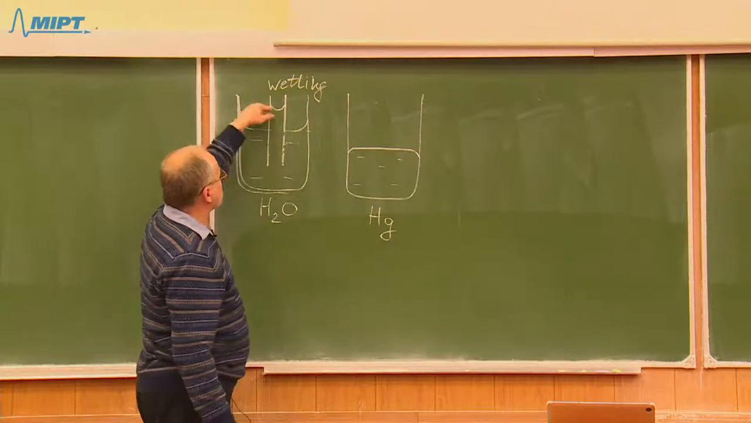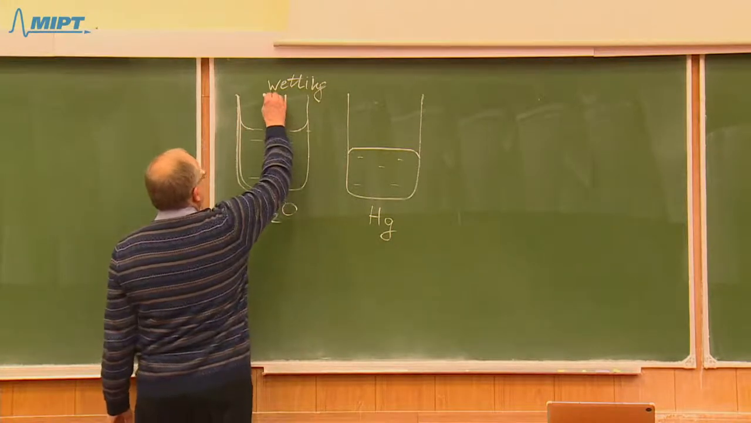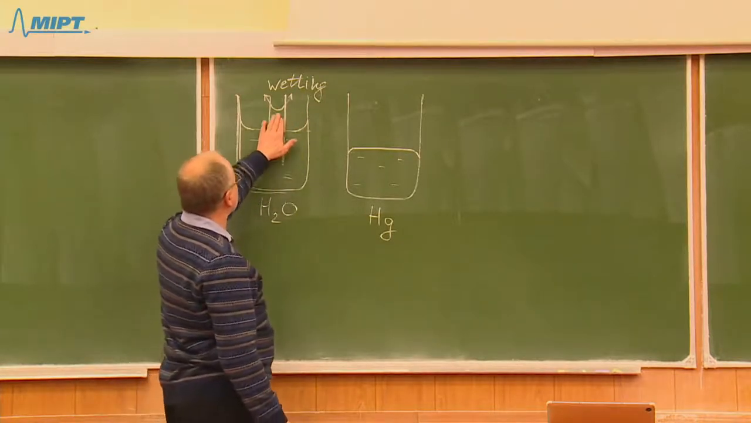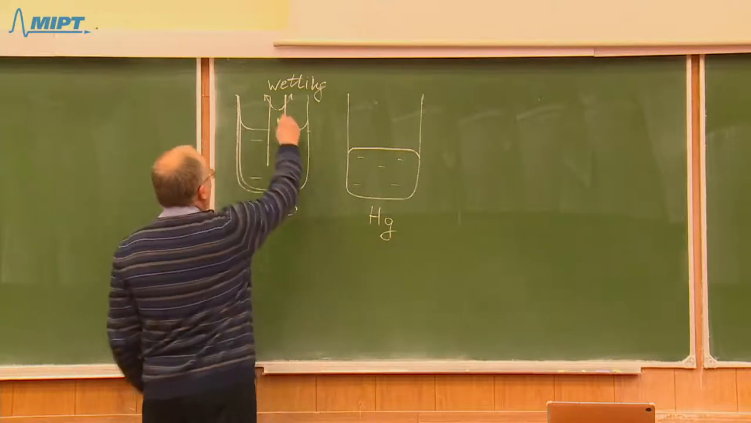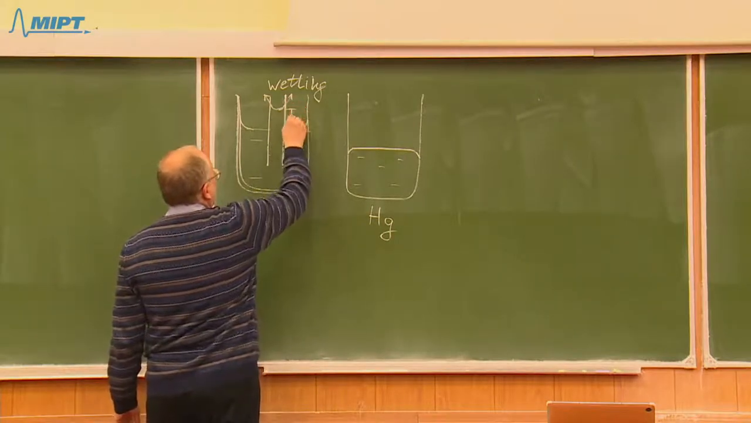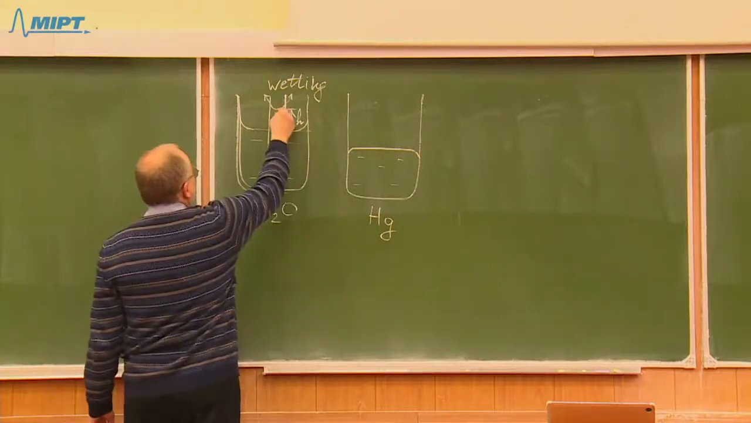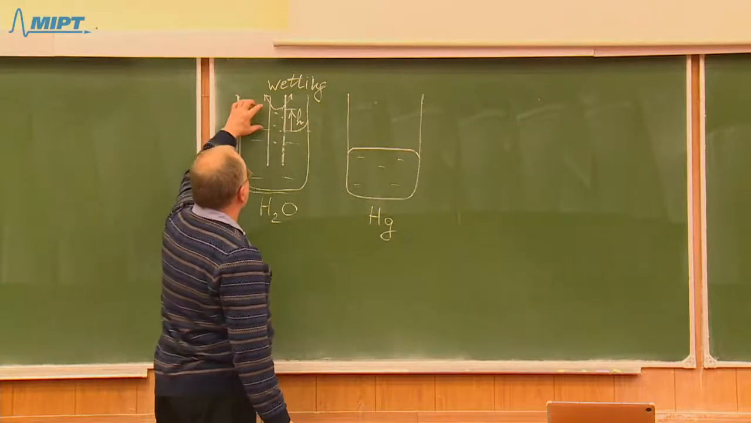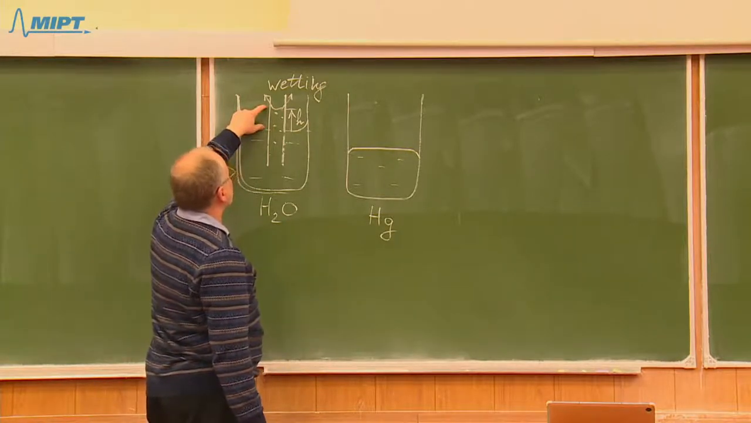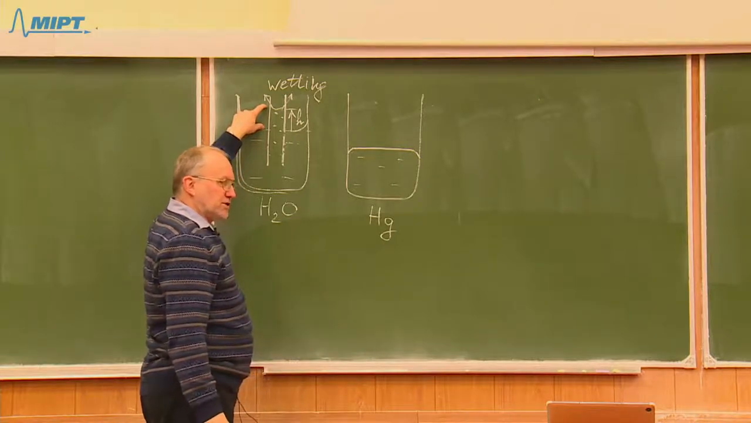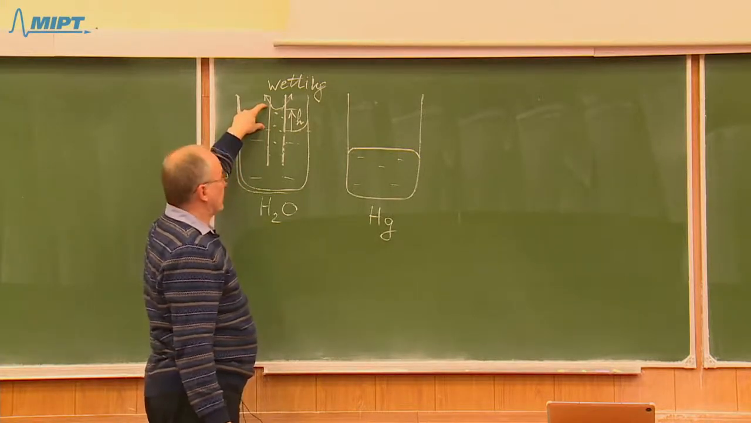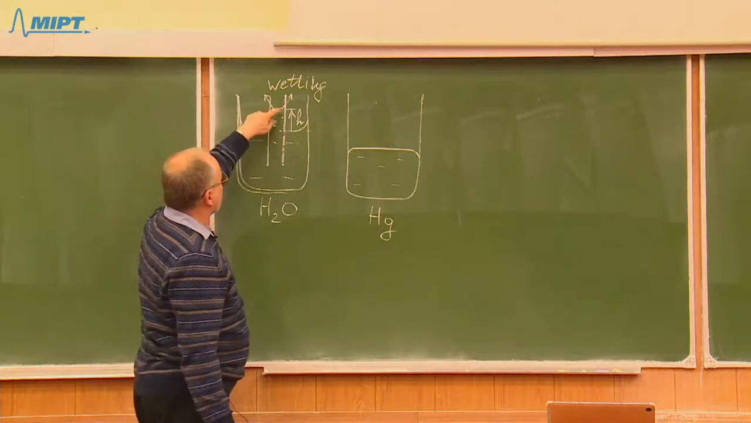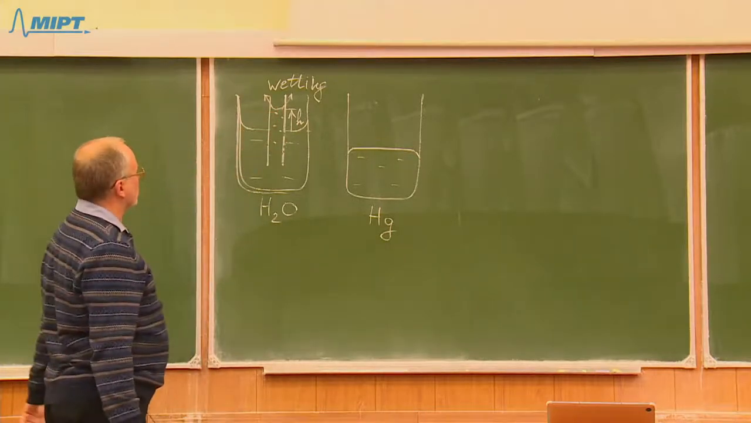So due to the forces of tension, which are directed in this way, the water column will be sucked into this tube, and it will go up to some height h. So water will be here, and this height h actually allows one to measure the surface tension coefficient. I told you about this last time, but in a hurry, at the end of the lecture, I wrote an incorrect equation.